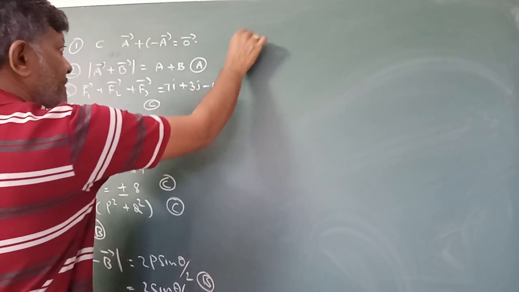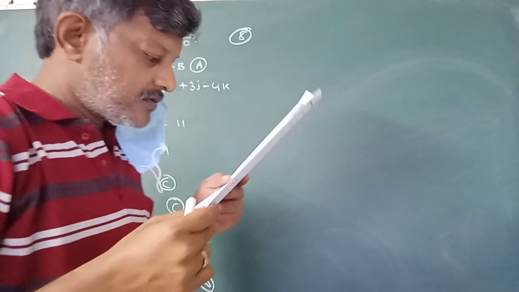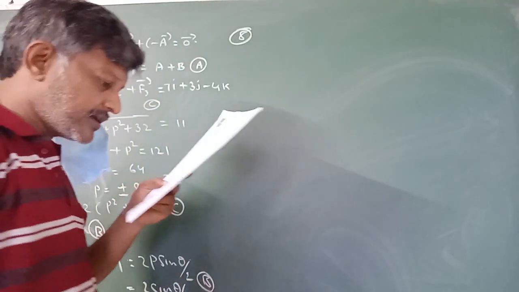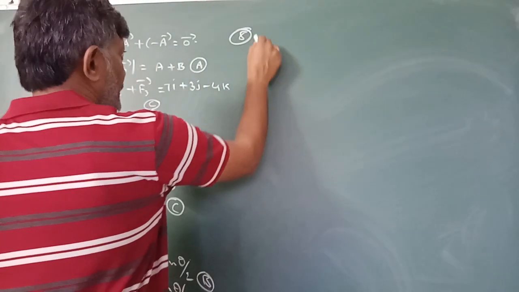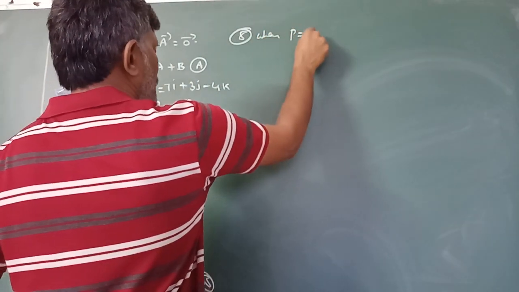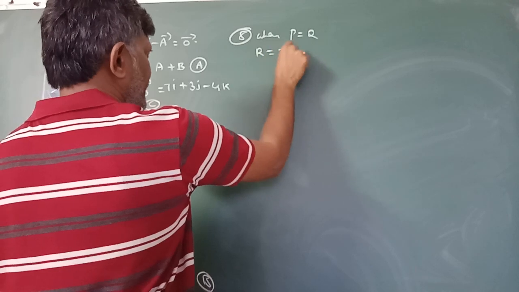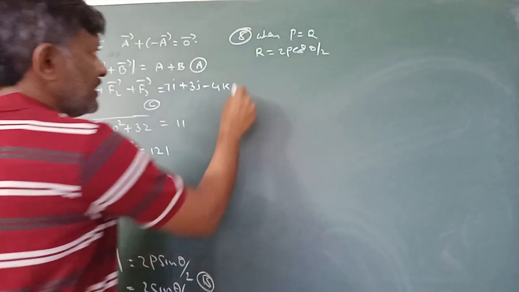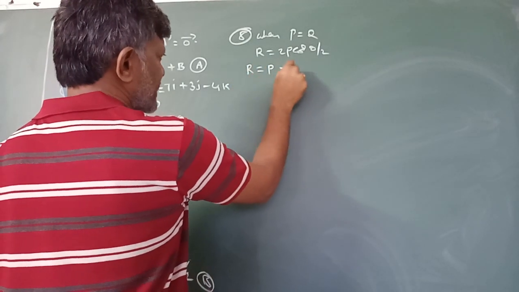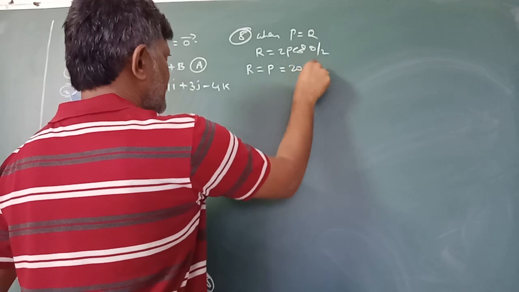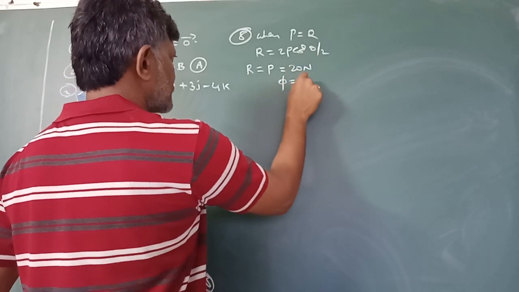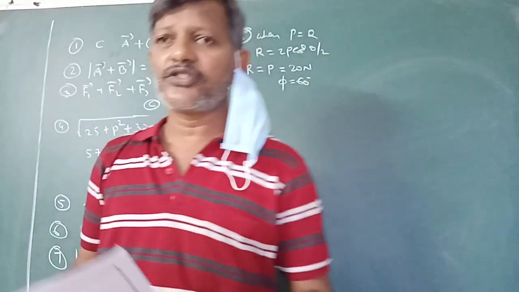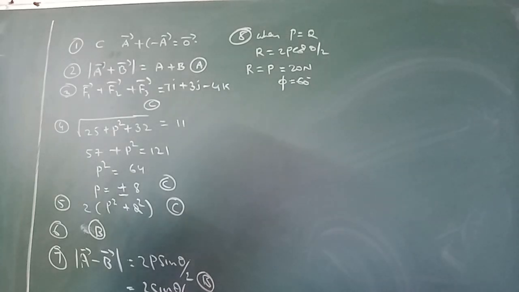Next, eighth one. Two forces each 20 Newton act on a body at 120 degrees; find the magnitude and direction. When P is equal to Q, R is equal to 2P cos theta by 2, and when theta is 120, R is equal to P, that is 20 Newton, and phi is equal to 60 degrees. Because both forces are equal, the resultant is along the angular bisector.